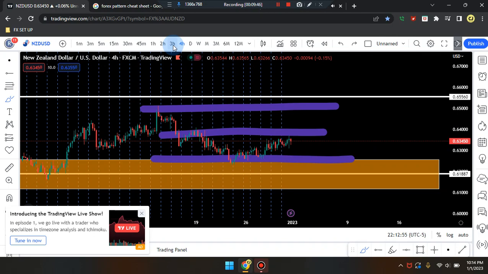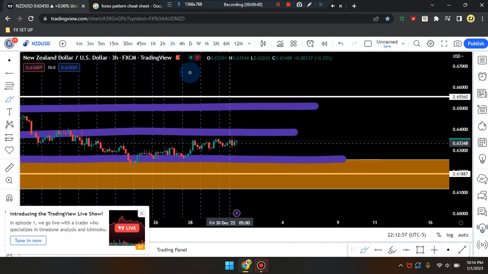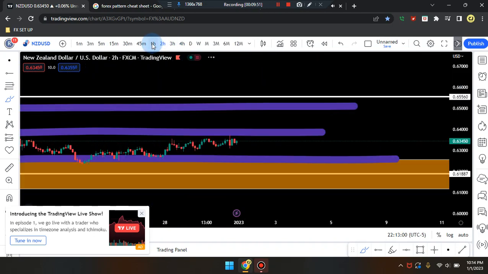And walking down the time frame, we see that consolidation in the market. So from the 4, the 3, the 2, and so on.